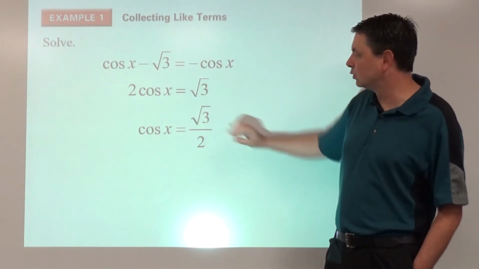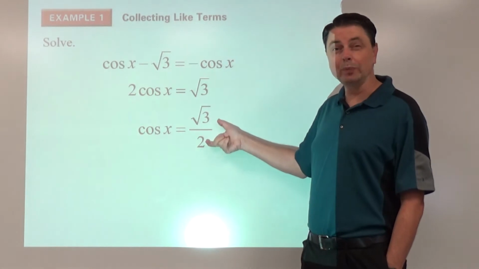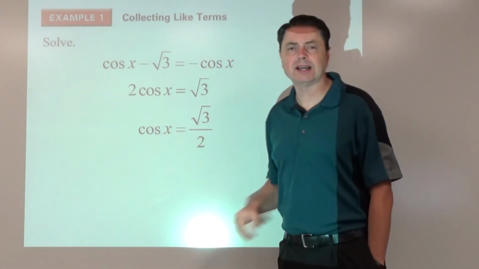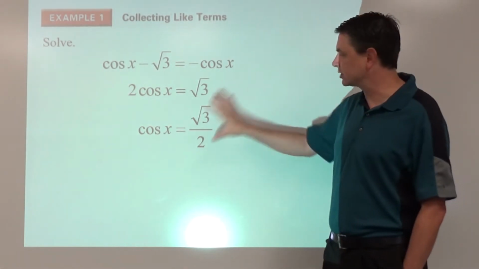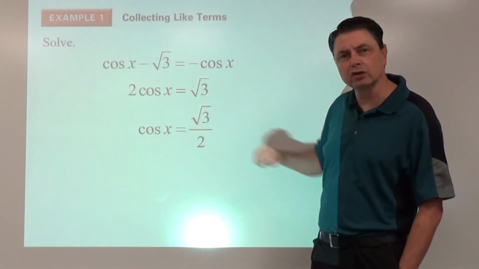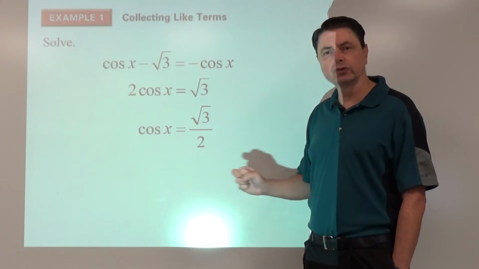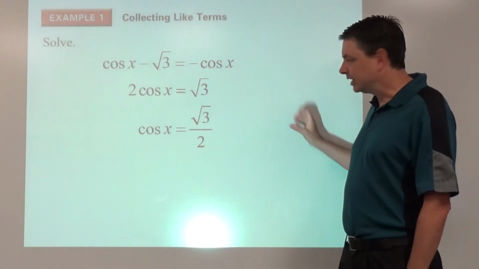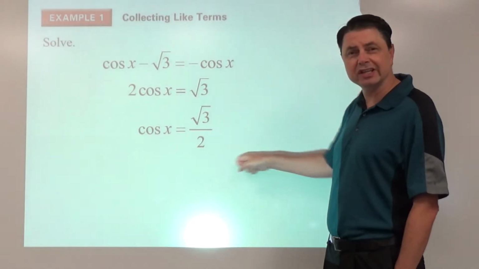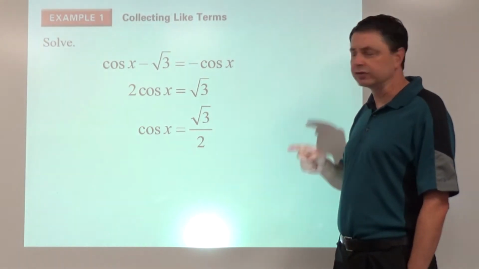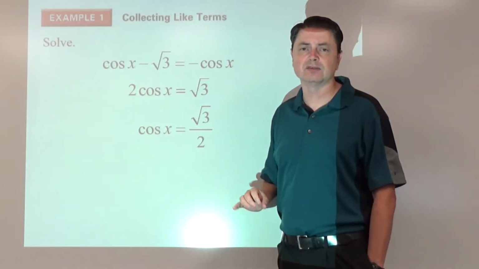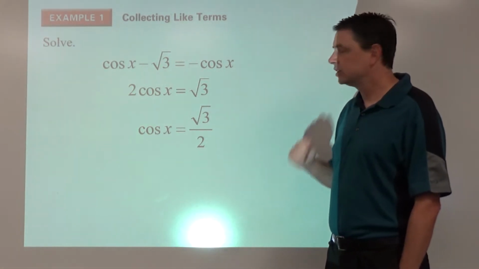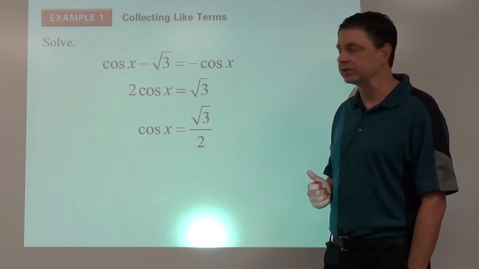Cosine of x equals, and then we're hoping that that's going to be a unit circle value. So remember, cosine is the x-coordinate on the unit circle. So where on the unit circle do we have an x-coordinate of root 3 over 2, where we're going long and then short? So I think that's going to be at pi over 6 in quadrant 1. But also, where else is cosine positive? Quadrant 4. So I think that's going to be 11 pi over 6. So pi over 6 and 11 pi over 6.